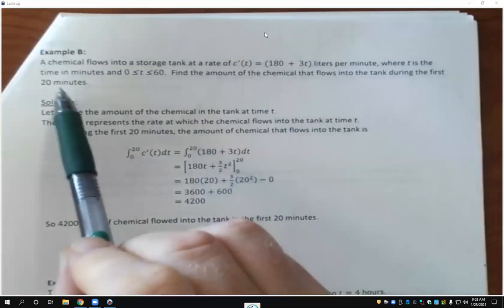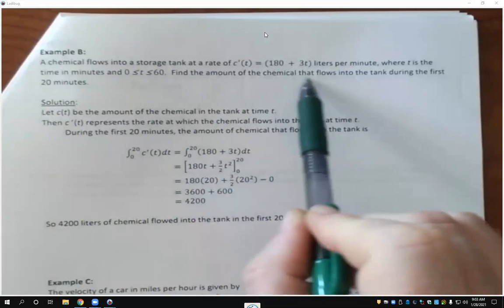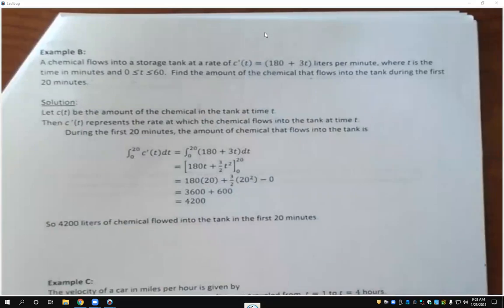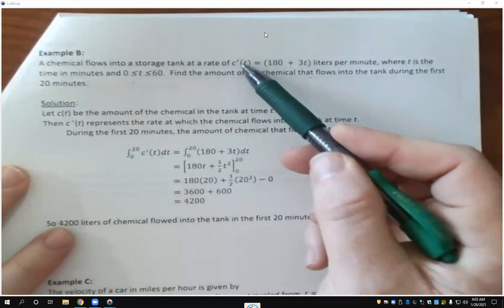Okay. So, liters per minute. T is the time in minutes. Find the amount of chemical that flows into the tank during the first 20 minutes. Okay. So we need to integrate this rate function.